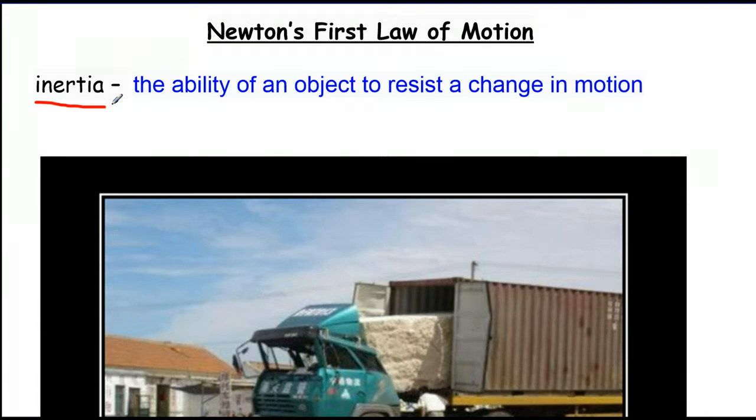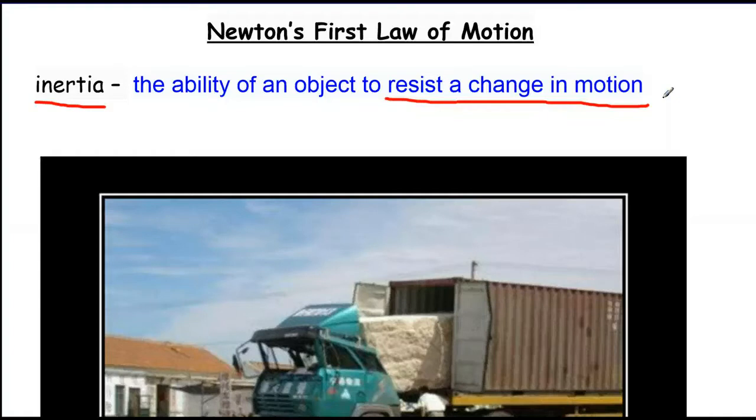Inertia basically is just the ability of any object to resist a change in motion. So this is key here. It resists a change in motion. So it can either be an object that's not moving and it wants to stay not moving, so it's resisting changing what it's doing. So if it's at rest and it's just sitting there, it wants to stay there. But if it's already moving, it wants to continue doing that. That's what the law of inertia is. And that basically sums up Newton's first law of motion.